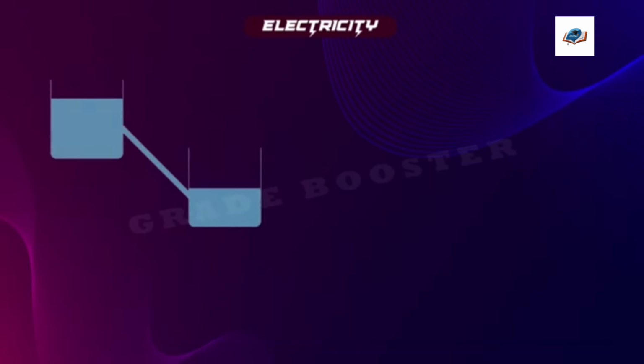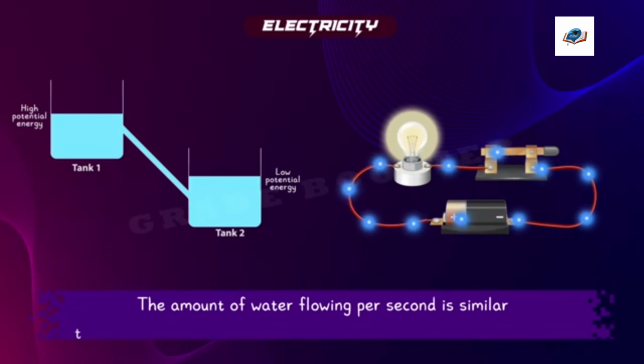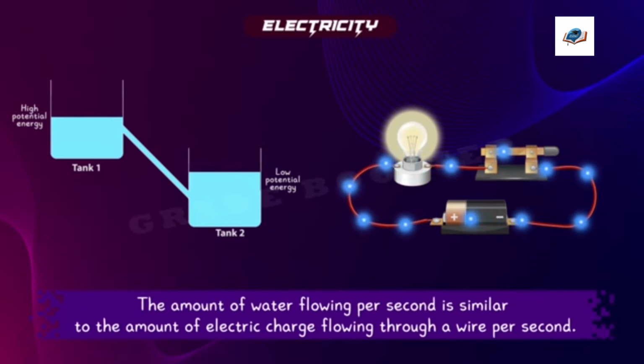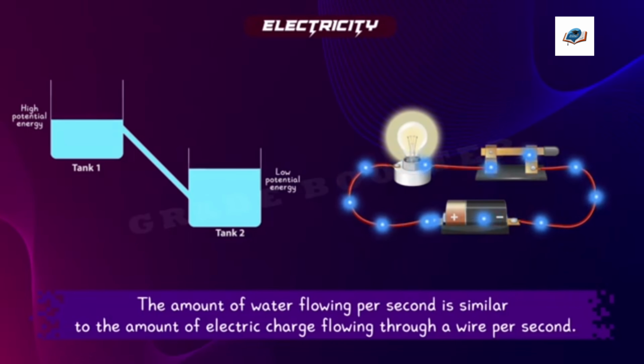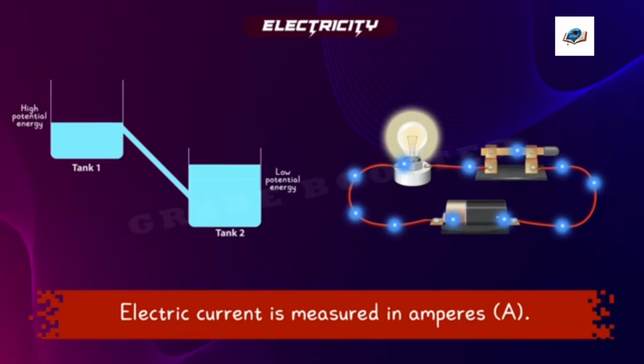If we go back to our water tank example, electric current is like the flow of water through a pipe. The amount of water flowing per second is similar to the amount of electric charge flowing through a wire per second. Electric current is measured in amperes.